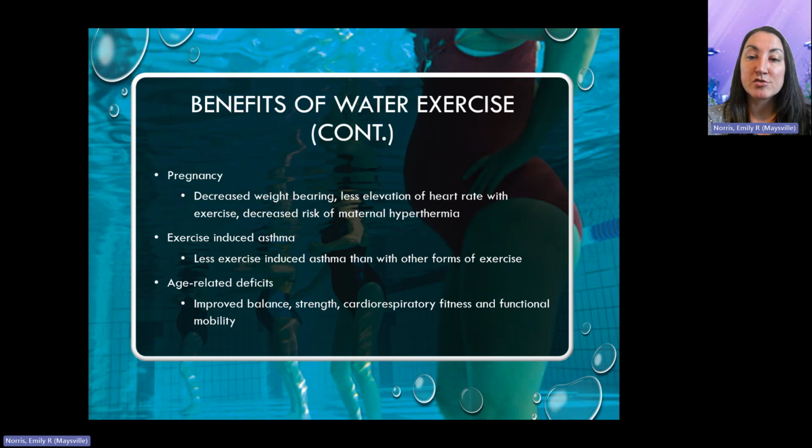It can allow them to exercise with less of an increased heart rate and less of a risk of overheating. People who have exercise-induced asthma are less likely to have it when they're doing water exercise. And then for the geriatric population, you can work on things like balance, strength, cardiorespiratory fitness, and all types of functional mobility.